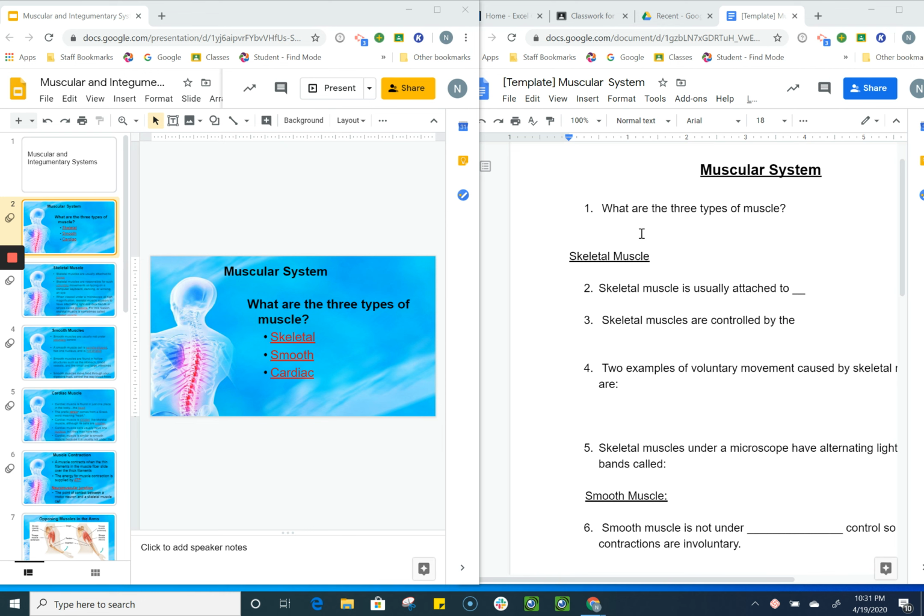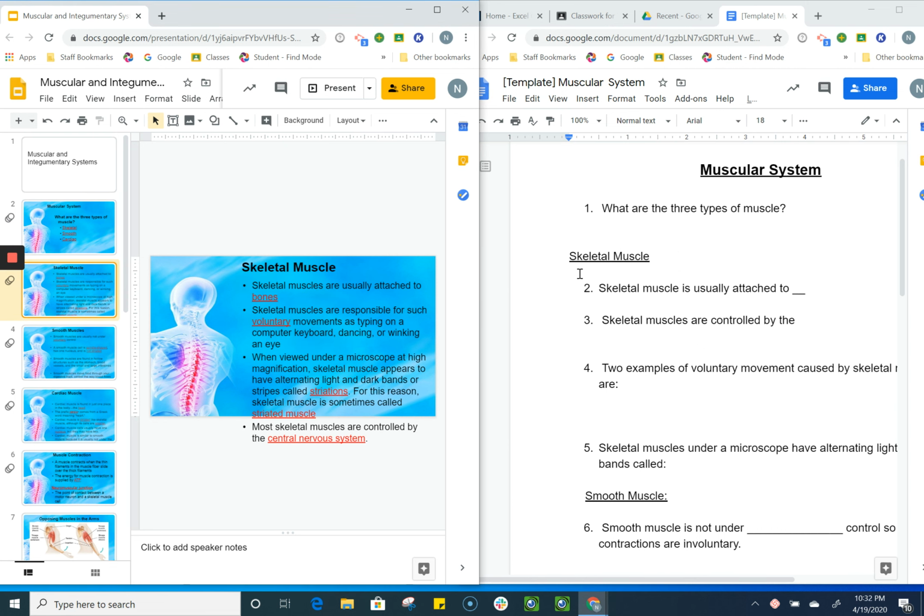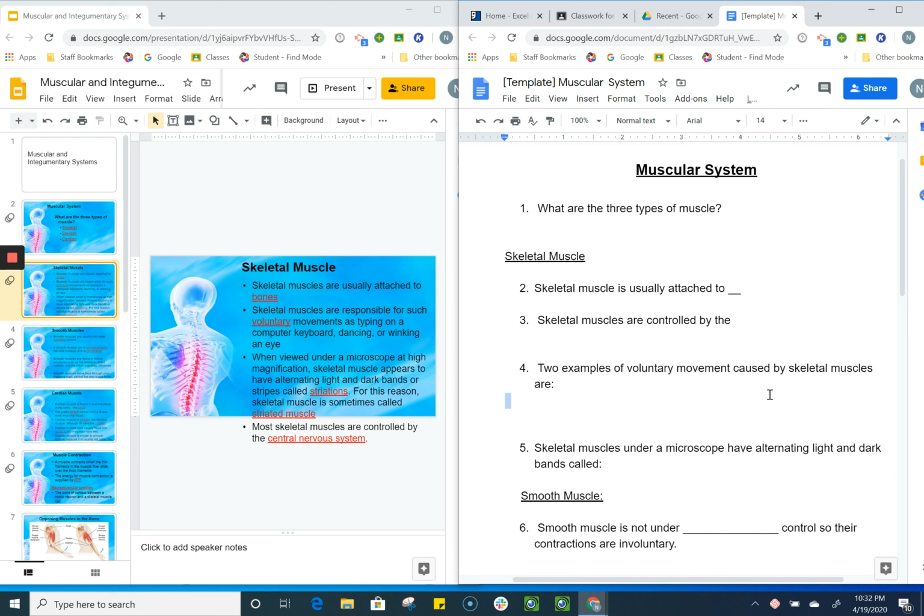So it says, what are the three types of muscle? And they are skeletal, smooth, and cardiac. Skeletal muscle is usually attached to bones, and skeletal muscles are controlled by the central nervous system. Two examples of voluntary movement caused by skeletal muscles could be anything from typing, dancing, walking, anything that you intentionally do to make your body move, that would be a voluntary movement.